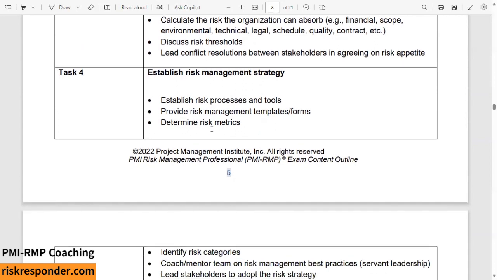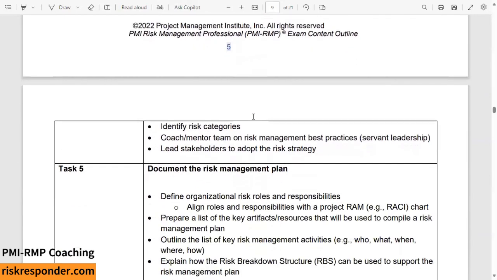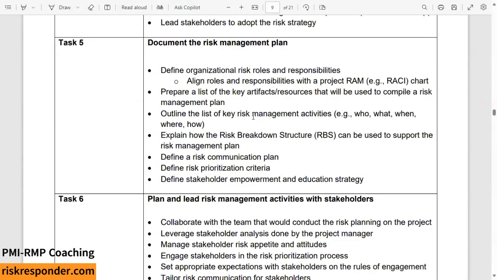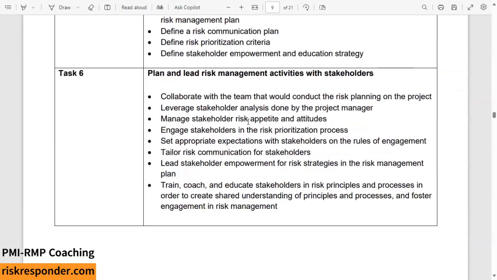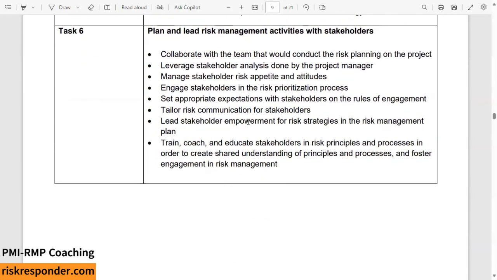What is our overarching strategy? For example, on one of my programs, an overarching strategy was get management involved once you find something that can kill this program. The strategies can be more intricate or they could be high level. Number 5, document the risk management plan. That's a no-brainer. Number 6, plan and lead risk management activities with stakeholders.